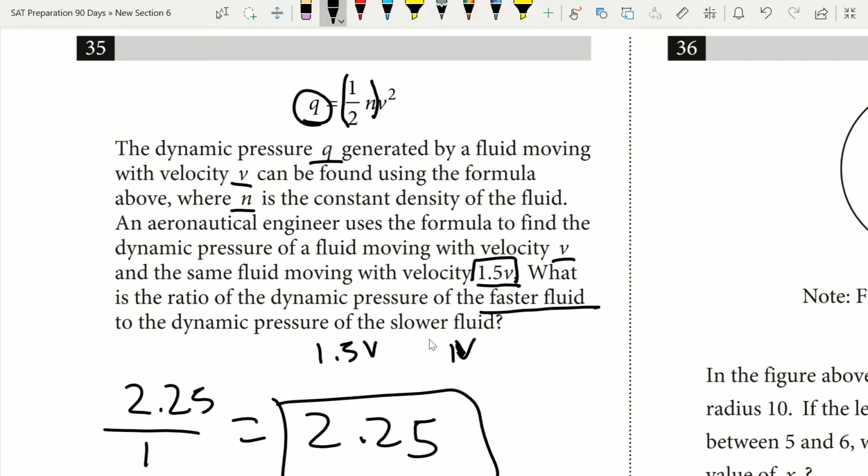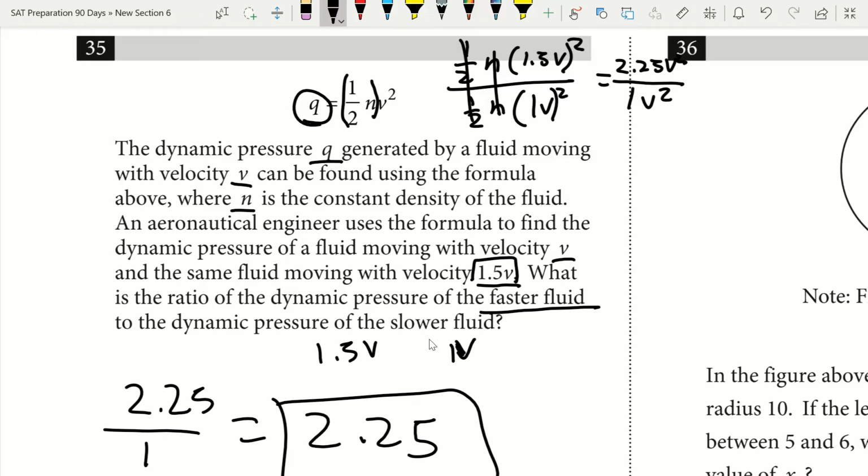I'll quickly show you how that cancels just so you know, but I wouldn't recommend actually writing all this out. I would just recommend recognizing it will cancel. So it would be 1/2 N times that faster moving fluid, which is going to be that 1.5 V squared, all over 1/2 N times that 1 V squared. Now we see that the 1/2 N is going to cancel. Now we see 1.5 V squared gives us 2.25 V squared, all over 1 V squared. The V squareds cancel, and you're left with 2.25 over 1.